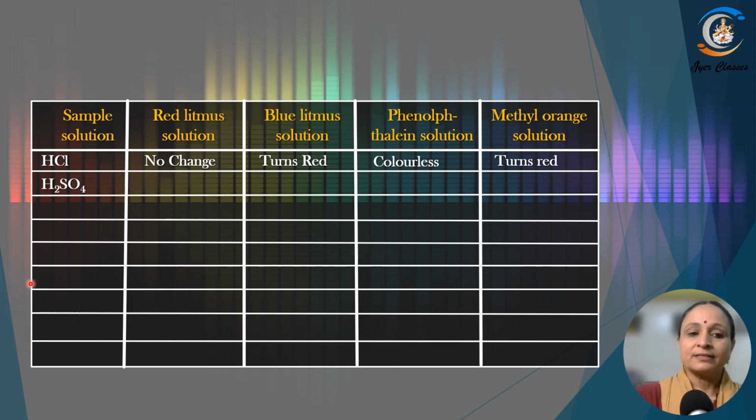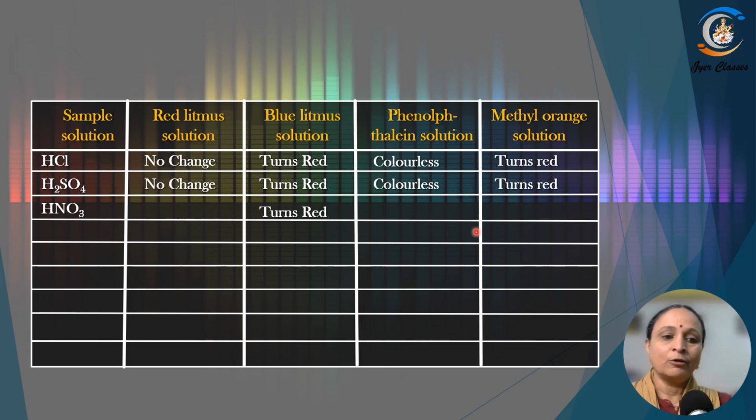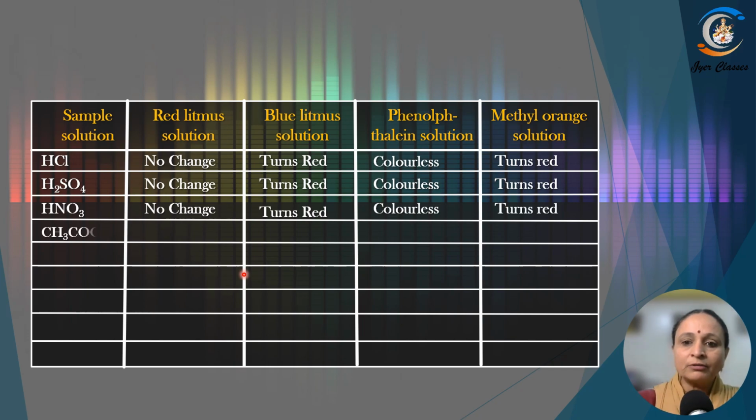Okay, now sulfuric acid, H2SO4. What will happen in red litmus solution? No change. Blue litmus solution? Turns red. Phenolphthalein solution? Colorless. Methyl orange turns red. Now let us take a solution of nitric acid, HNO3. What will happen in red litmus solution? Tell me, no change. Blue litmus solution turns red. Phenolphthalein colorless. Methyl orange turns red.